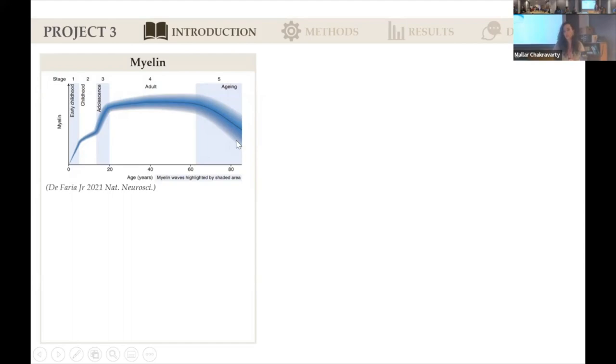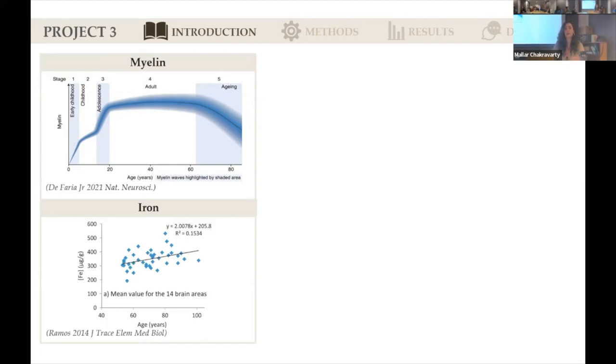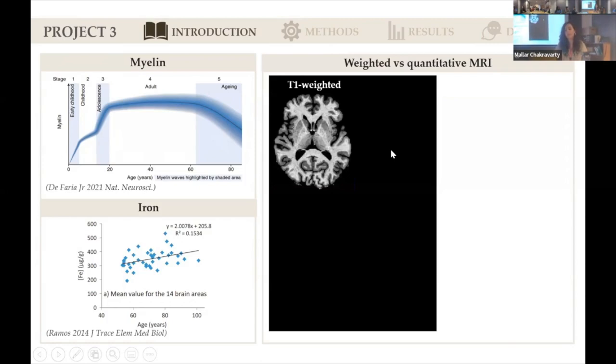The other molecule of interest in the brain that we can extract from MRI is the amount of iron. So iron is necessary for a lot of cellular processes. However, an excess of iron can cause neuroinflammation and therefore is not good for the brain. And it is known that in aging, there is an increase of iron in regions of the brain. So I mentioned in the introduction that I was going to use another type of MRI called quantitative MRI or qMRI. And in order to understand what is quantitative MRI, I'm just going to highlight what is weighted scans.